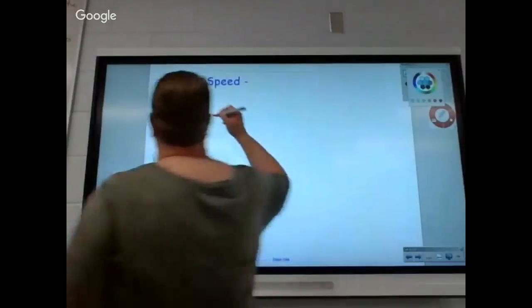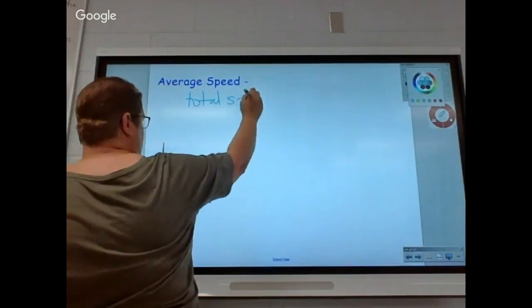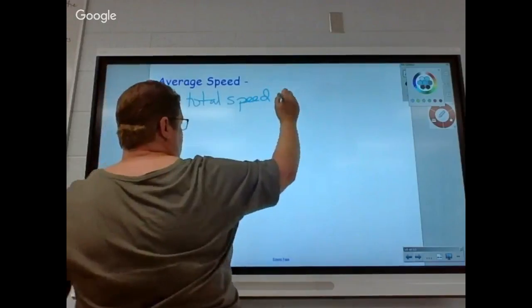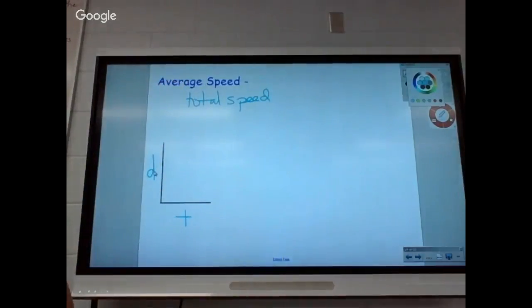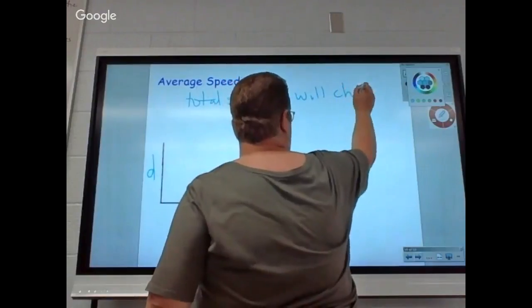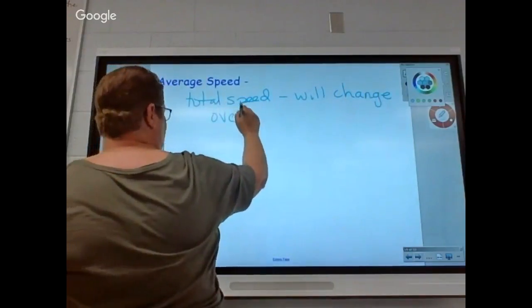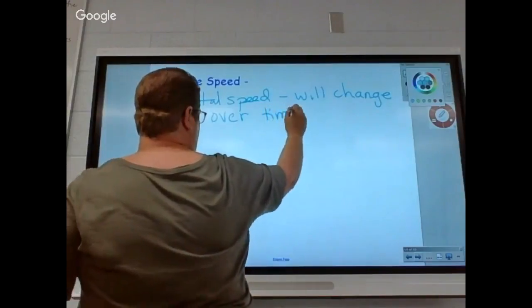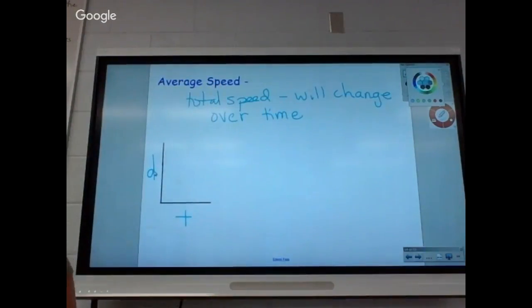Okay. So it's the total speed divided by the number of speeds. It will change over time, which is what Drew said. It's going to change over time. It's not going to stay the same.